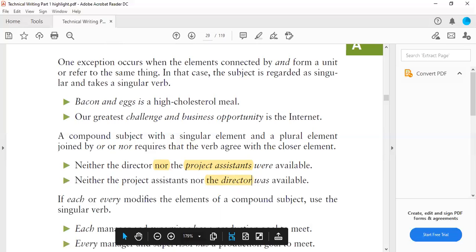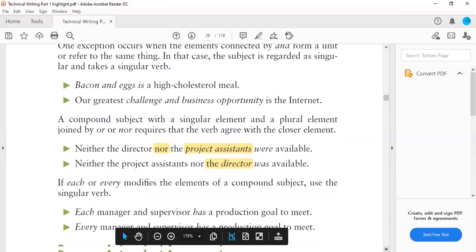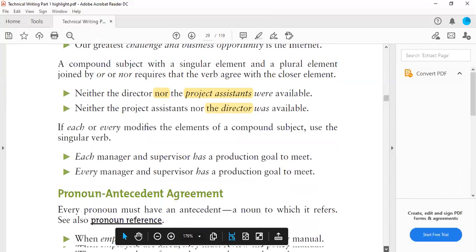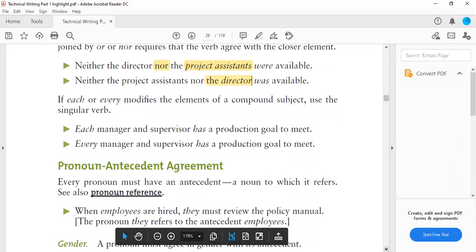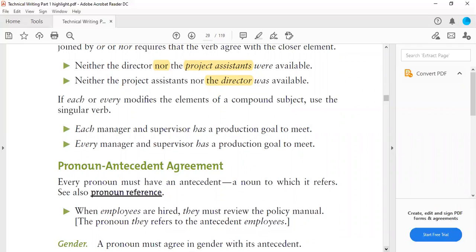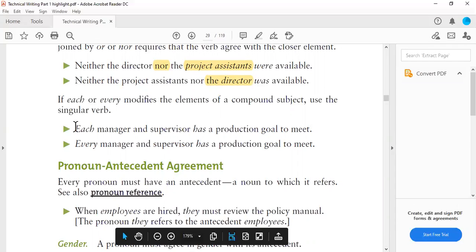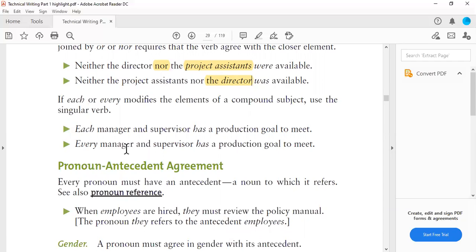If each and every modifies the elements of a compound subject, use the singular verb. Every manager and supervisor has a production goal to meet. Each manager and supervisor has a production goal to meet. So if you delete each and every, then this has to be have. But if you keep each and every, then you talk about these two things as separate people. So each manager and each supervisor has a production goal.